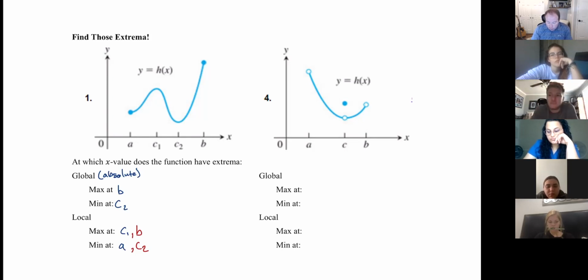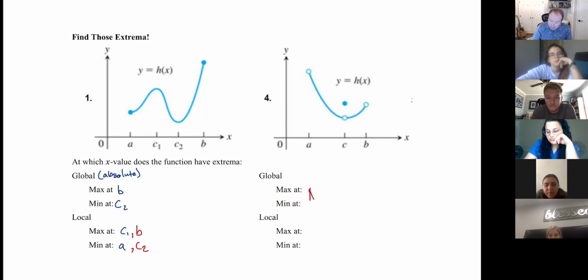And in the case of 4, notice that we don't have a continuous function, nor is it closed. Do we have any sort of global extrema? Anything that's higher than everything else right around it?